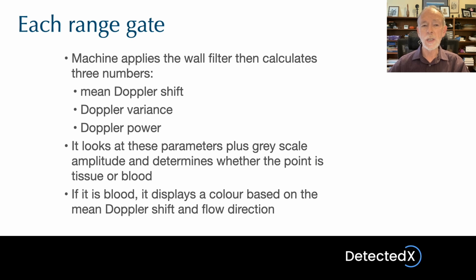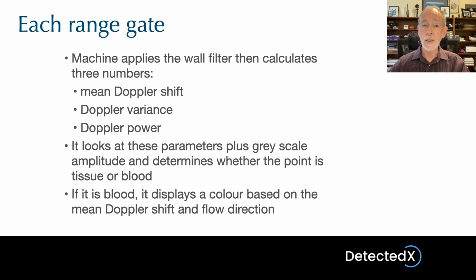So all the machine has acquired for each sample volume is those 3 numbers: the mean Doppler shift, Doppler variance, and Doppler power. It looks at each of these parameters, and in addition it looks at the grayscale value at that same point, and with all of that information it makes a determination: is that point tissue or is it moving blood? If it thinks it's moving blood, it will display a color based on the value of the mean Doppler shift and also the direction of flow relative to the probe.